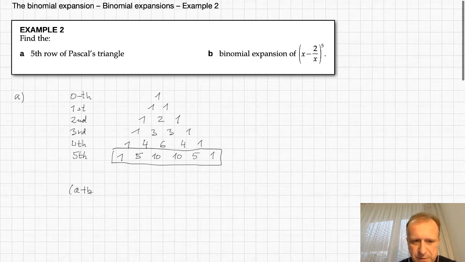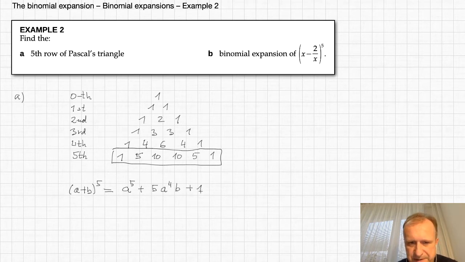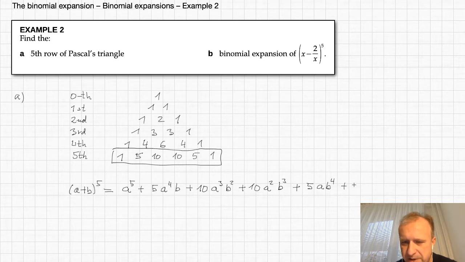(a plus b) to the power of 5 is going to be a to the power of 5, plus 5 times, so the first coefficient now, this one, 5 times a to the power of 4 b to the power of 1, plus 10 times a cubed b squared, plus 10 times a squared b cubed, plus 5 times a, which I do not need to write the power 1 of, times b to the power of 4, and finally plus b to the power of 5. So this is the binomial expansion.